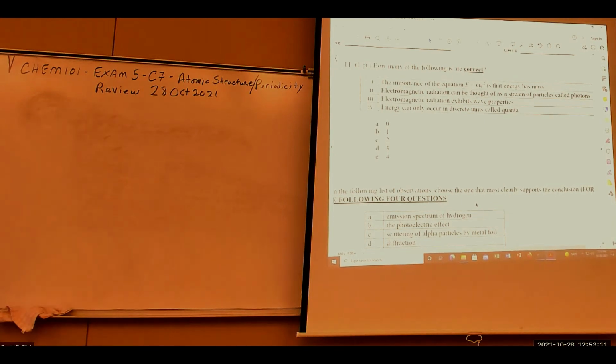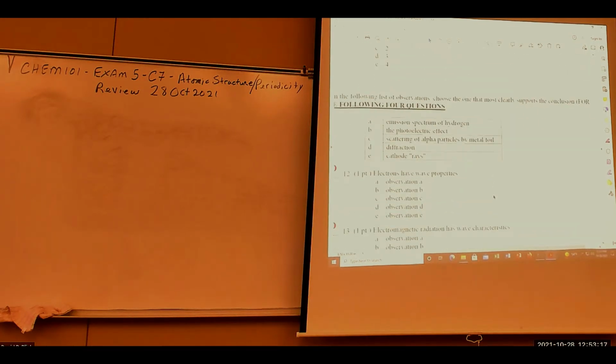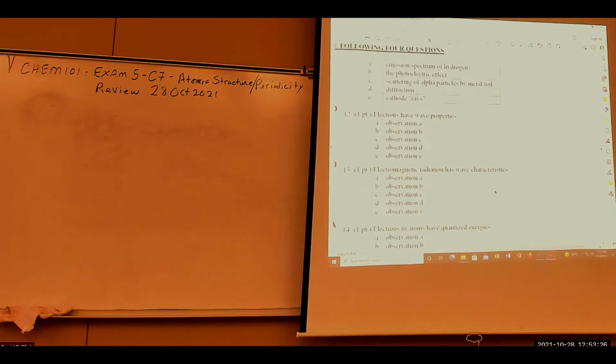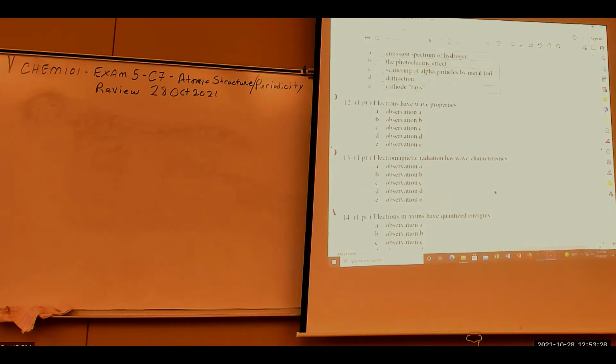All right, I think I need to go down to 12, 13, 14. 12, 13, 14 are based upon this table. Following a list of observations, choose the one that most clearly supports the conclusion for each of the ones. Okay, so let's go down far enough to get at least 12 and 13.